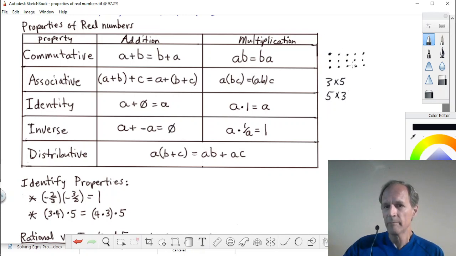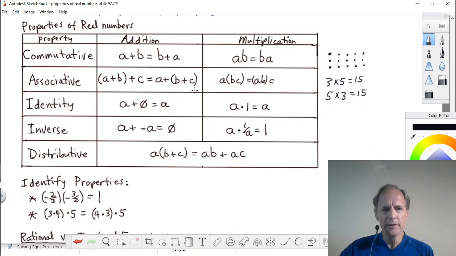So multiplication is commutative. The number of dots is not going to change, and in this case it ends up being 15. But anytime you have rows and columns like that, you can think of it either way, meaning you do the multiplication in either order. The number of dots is not going to change. These other properties are like that. They arise from the way that quantities work in real life.